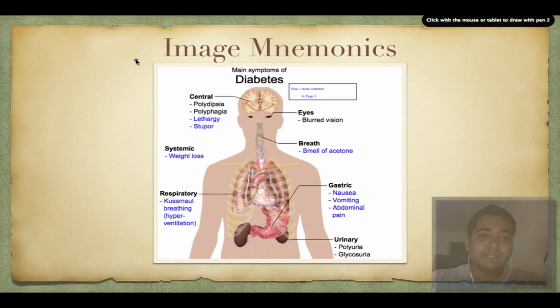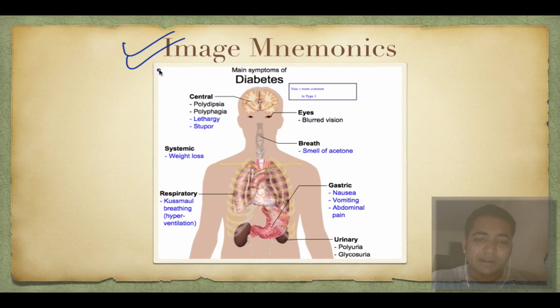Another example of image mnemonics is used a lot in medical science. So let's say, what are the symptoms of diabetes? India is the diabetic capital of the world. More than 10 million people suffer from diabetes in this part of the world.